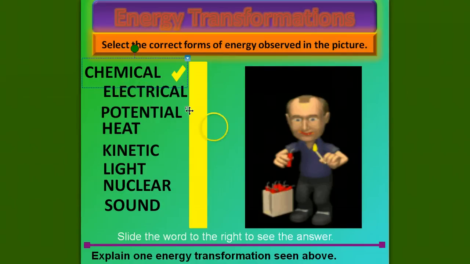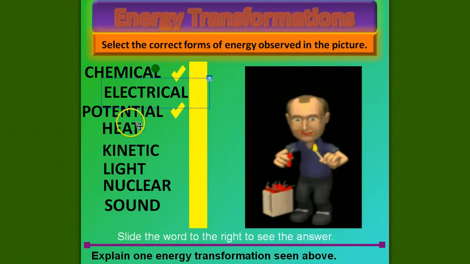What about electrical energy? Is there any electric wires here? If there aren't, then you would not pull that out. See, that's an X. So let's leave that one in. Does it have potential energy? He's lit the match. He hasn't lit the firework yet. Sure, it has potential energy. It has energy of position.